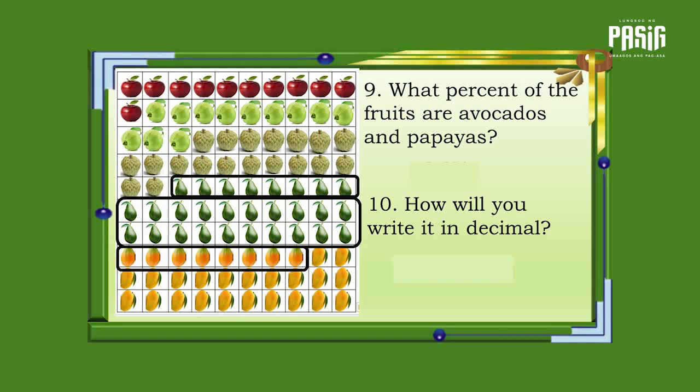Question number 9. What percent of the fruits are avocados and papayas? And here are the avocados and papayas. I'll give you 5 seconds to count, and your timer starts now. Your time is up. So how many? There are 36 in all. That would mean 36%. Question number 10. How will you write 36% in decimal? I'll give you another 5 seconds to answer. Your time is up. So what's the answer? It should be 0.36 or 36 hundredths.